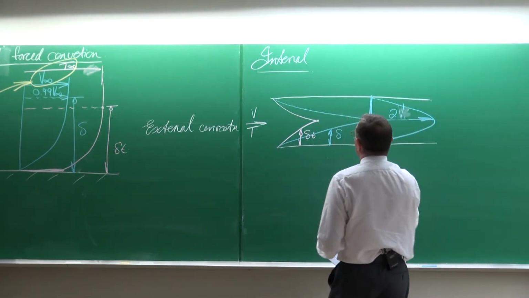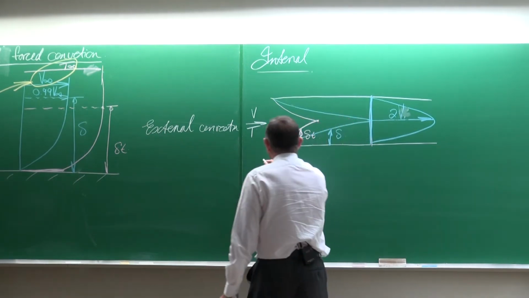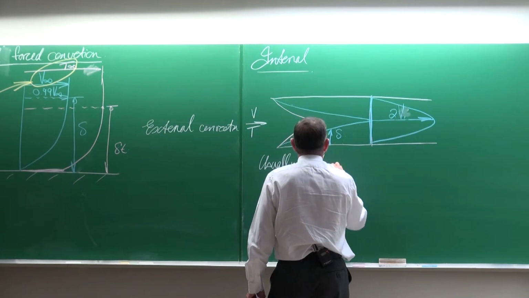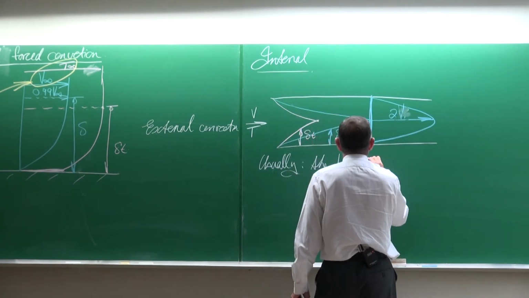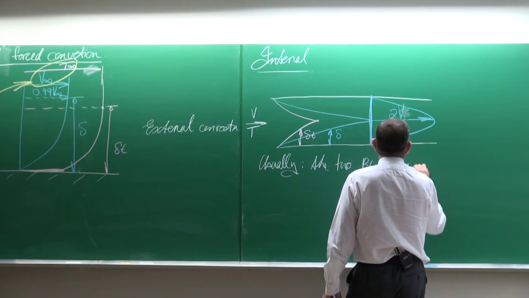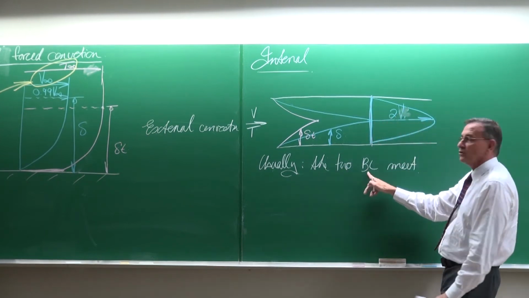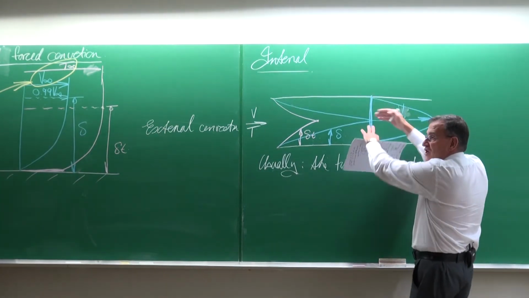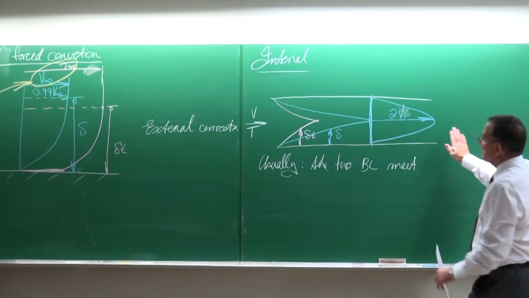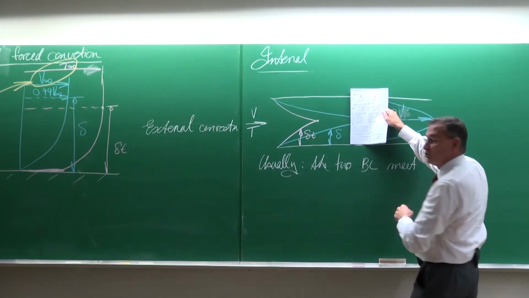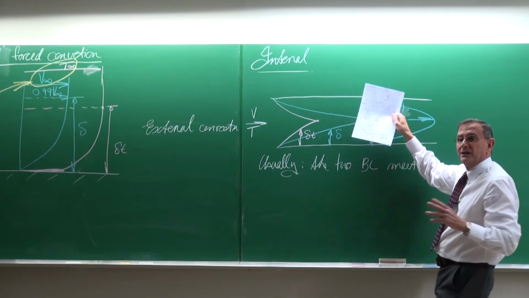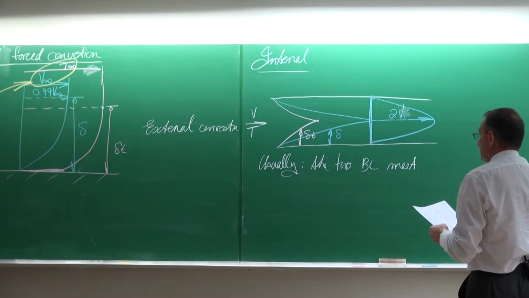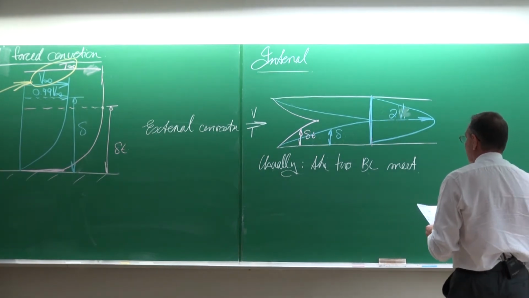So if we look at this, what is important to see is that usually the two boundary layers meet. The two boundary layers meet each other. There you can see they start meeting each other. If this geometry is of course short, or short enough, then they might not meet each other, but in many cases they will actually meet each other. So this is internal forced convection.